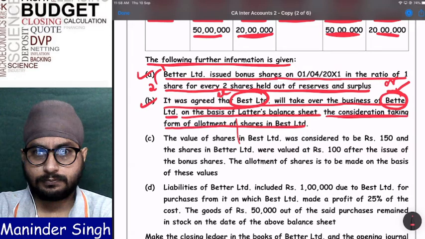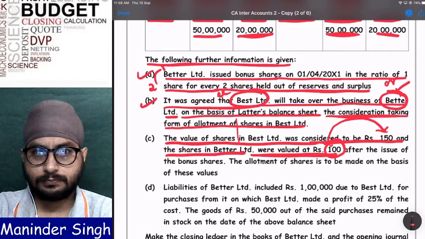Obviously, the value of shares in Best Limited was considered to be 150, and that of shares in Better Limited was valued at 100 rupees. Now tell, sir, in your company shares are 100, but I am giving you the same share for 150 in my company. I am cancelling your shares at 100 and I am issuing my shares at 150. Tell me, am I issuing at a premium or discount? Premium. How much is the premium? 50 rupees.